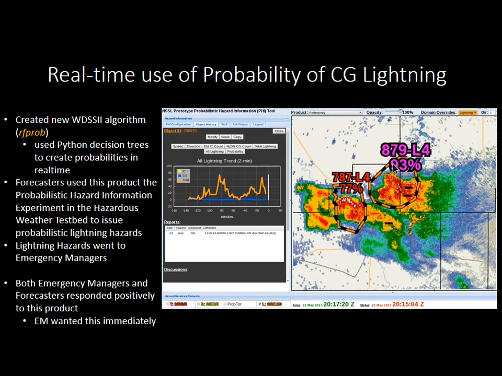Emergency managers really wanted this immediately because a lot of them don't even have access to the Vaisala or Earth Networks lightning data. So some type of probabilistic lightning was something that they really would like.